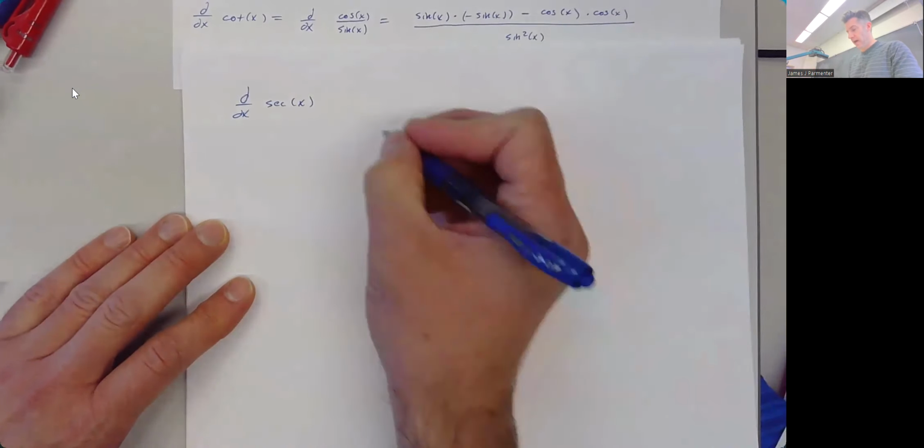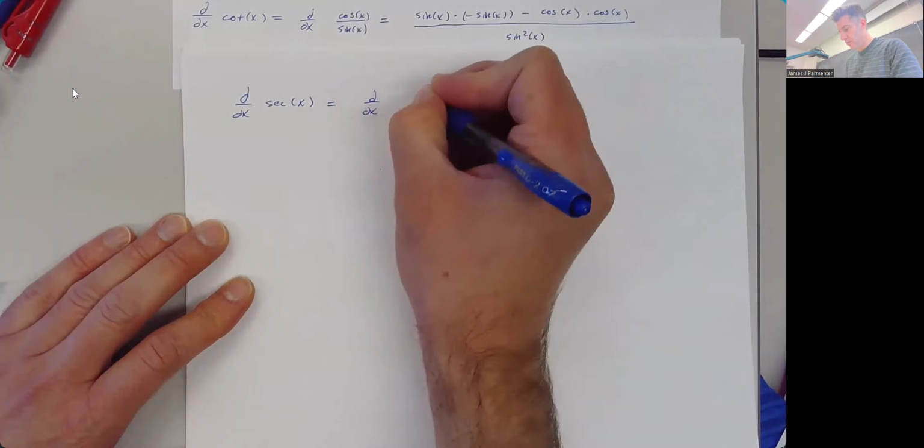So I'm going to write the derivative of secant as the derivative of 1 over cosine.